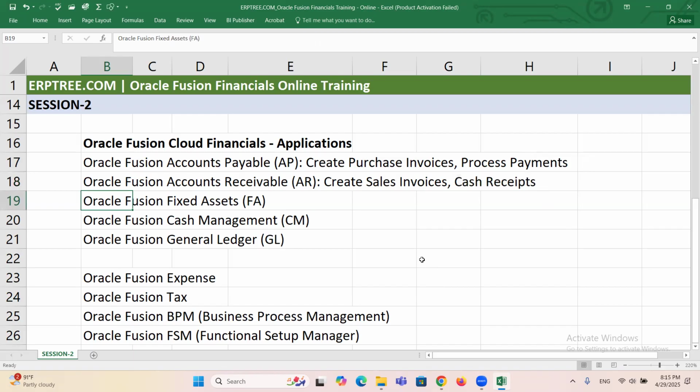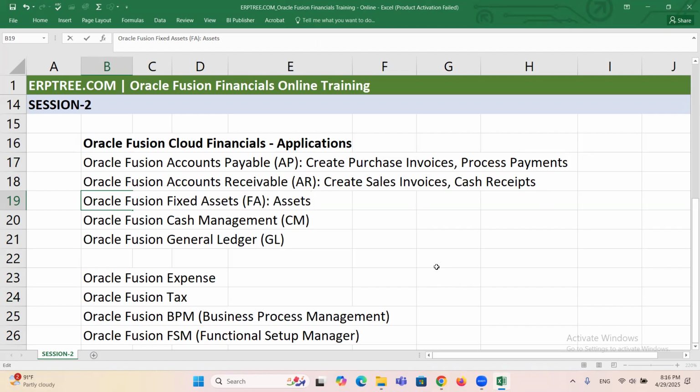The other application is Oracle Fusion Fixed Assets. Short name is FA. When we talk about any company, when we are operating the company, we use different assets like building, land, furniture, computers, vehicles, plants, machinery, depending on the business. All the assets information we have to maintain in the fixed assets application. The company assets.